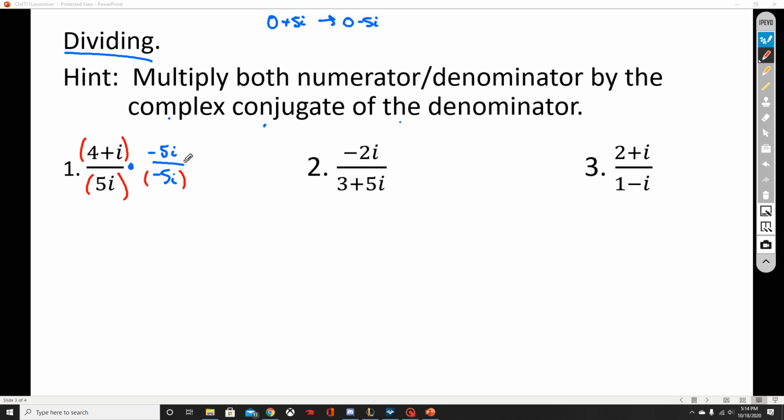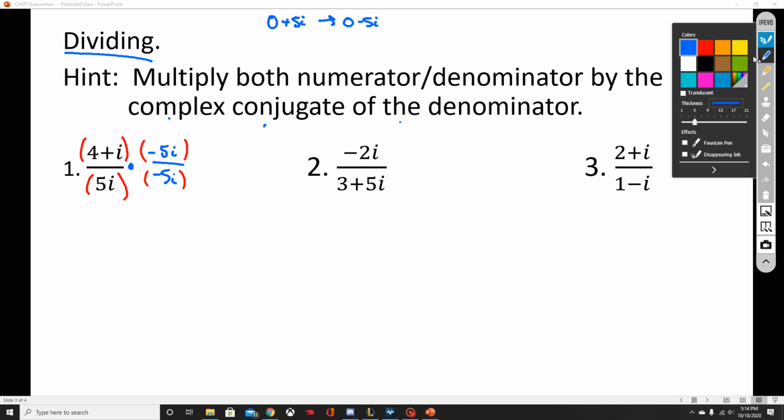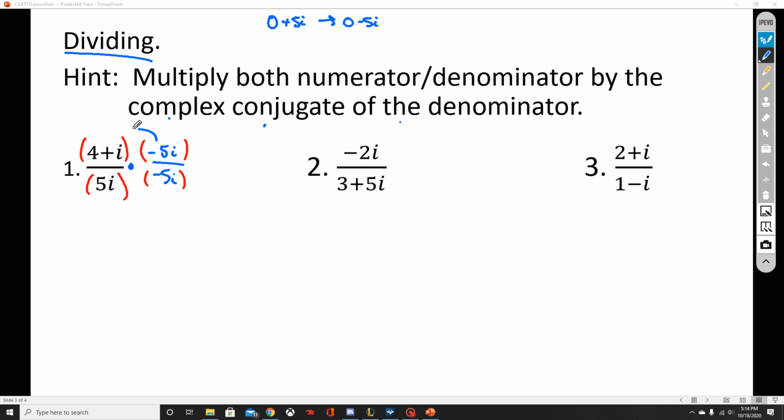Since this is the complex conjugate, the bottom is going to become a real number. All right, so this one I have to distribute because there's 2 terms. So it's going to get to both of them. So I have negative 20i and then minus 5i squared in the numerator. And then in the denominator, I have negative 25i squared.